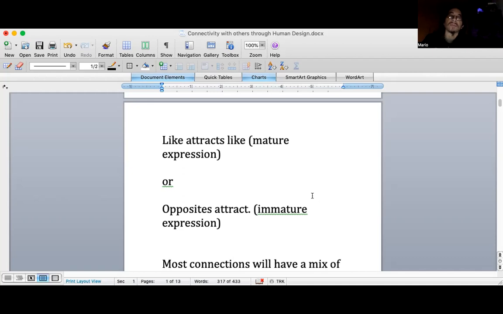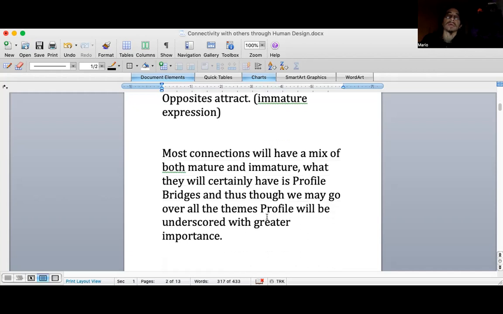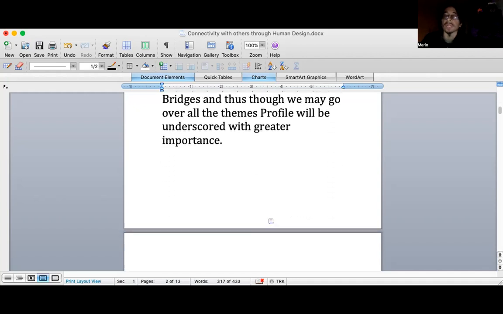When the genes are overridden by spirit, the mature expression, then we have like attracts like. This expresses itself in people having similar connections. Usually, any type of connection is found through a bridge, and I'll come back to that. That has to do with the profiles that we went over, the lines.